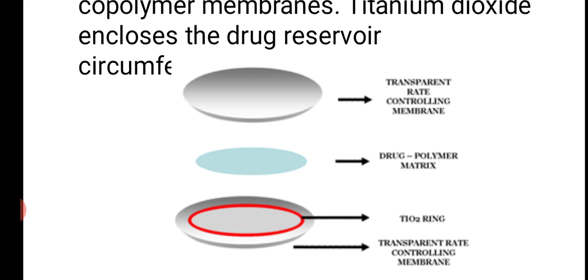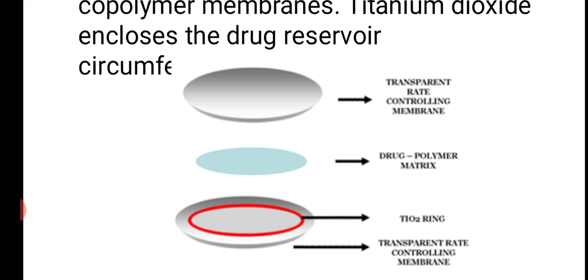It comes under the category multi-layered. The first and the last layer is the rate controlling membrane. The characteristic of this rate controlling membrane is its transparent nature, because it has to permeate the light, it has to penetrate the oxygen, it has to penetrate the water, means the lacrimal fluids. So it should be permeable enough. At the same time, it should be transparent, it should be rate controlling.